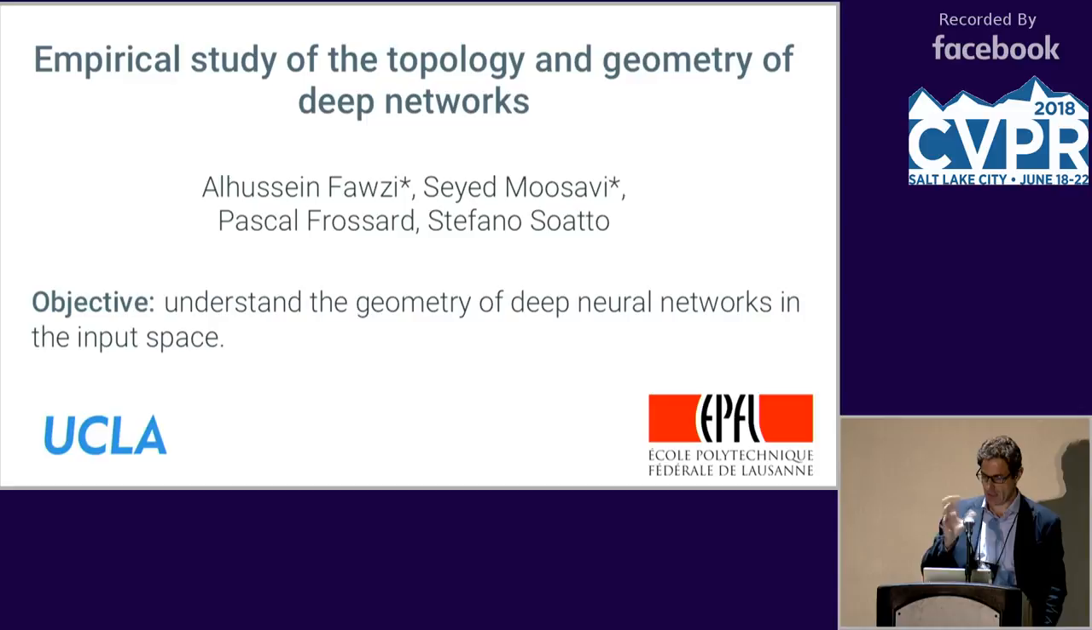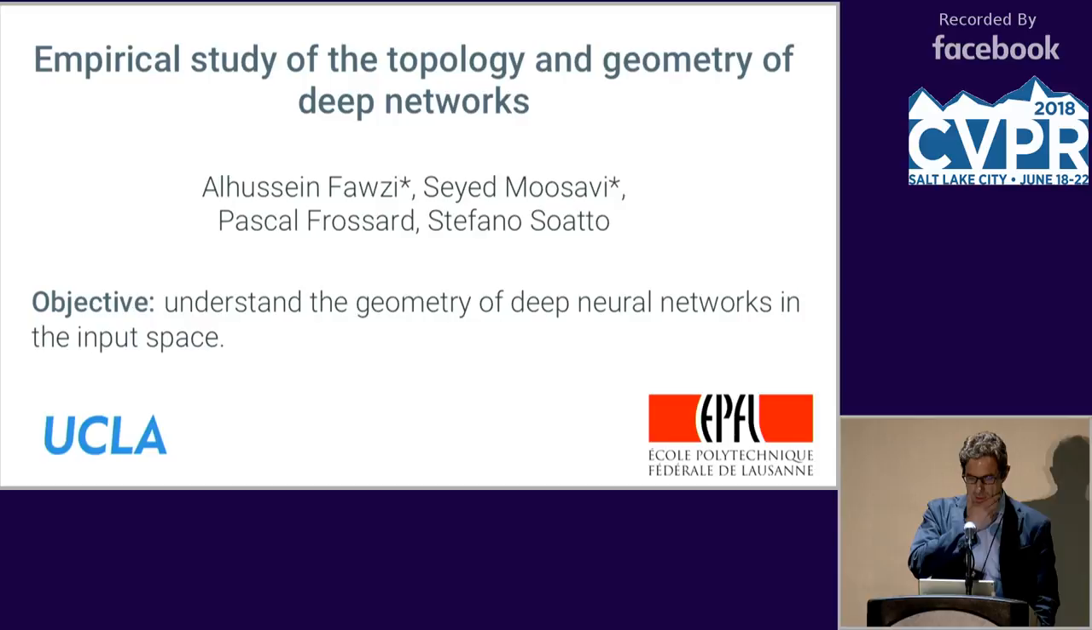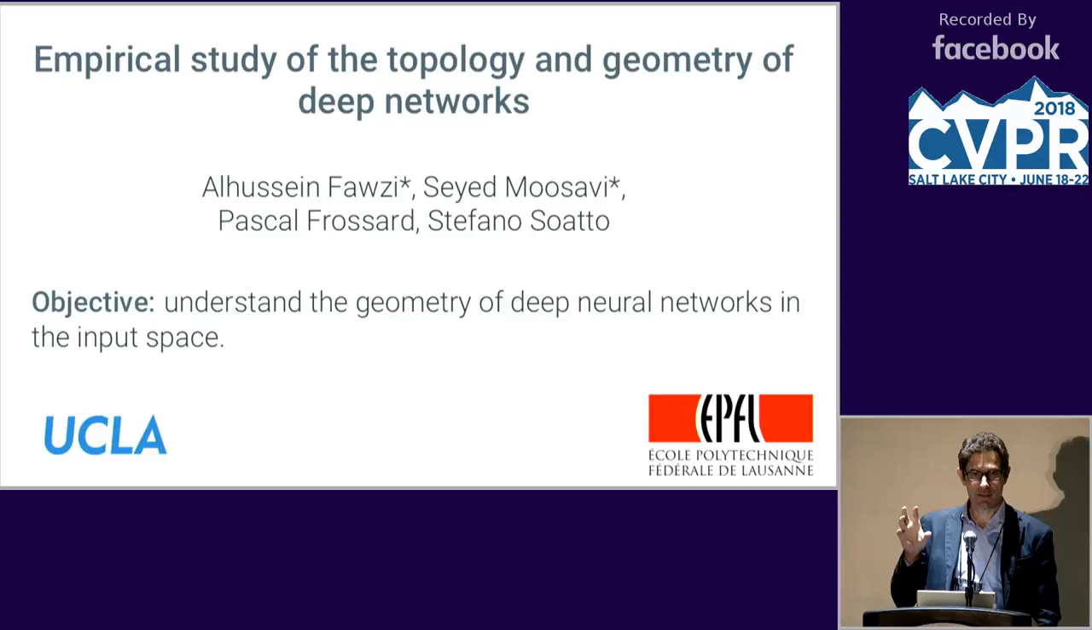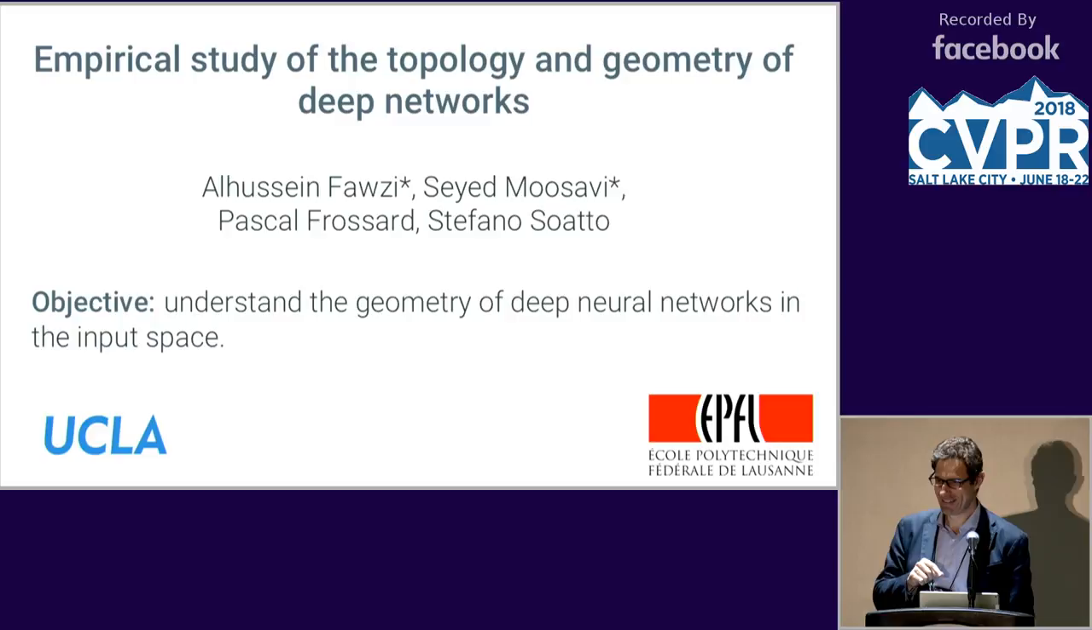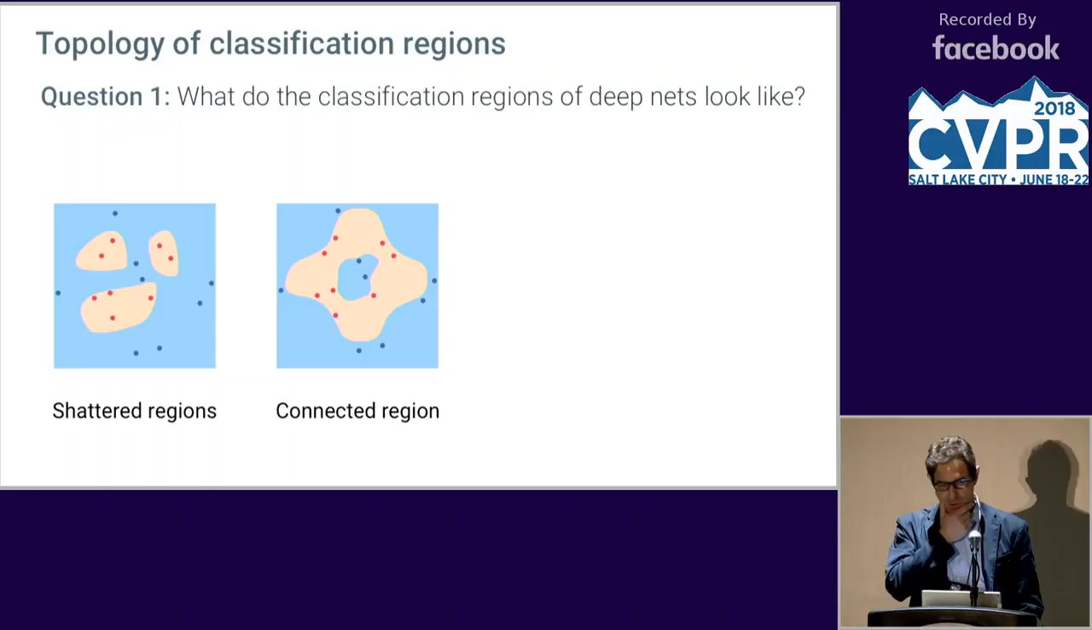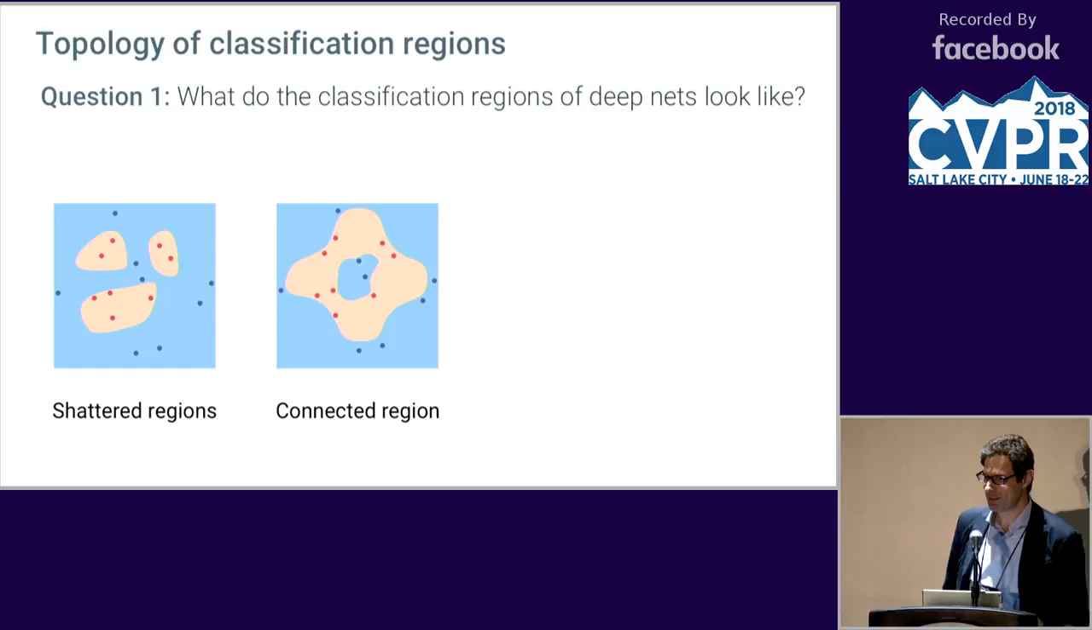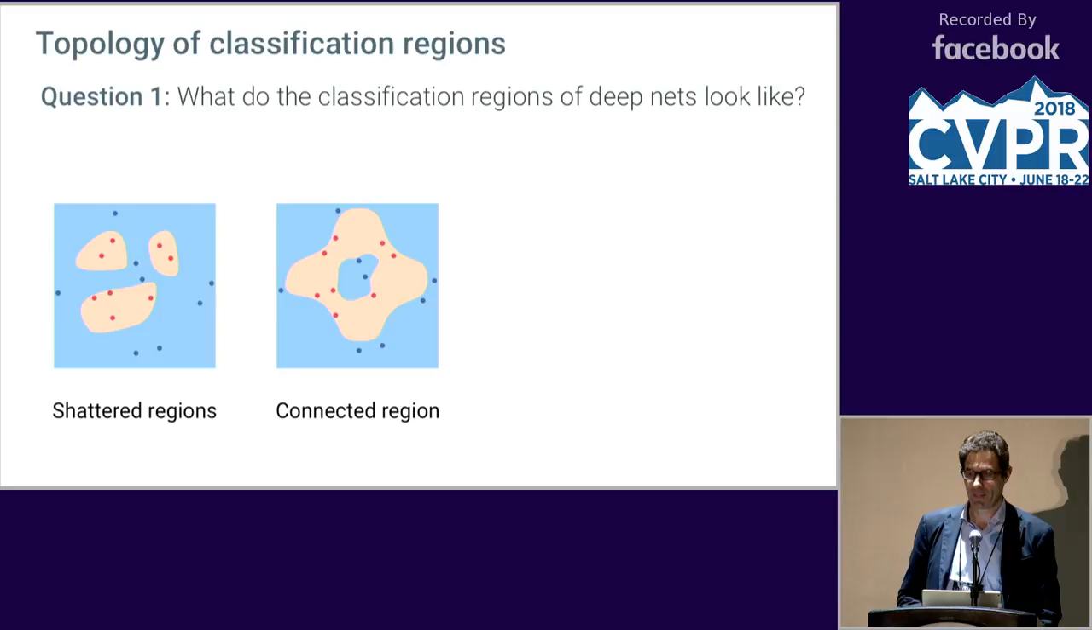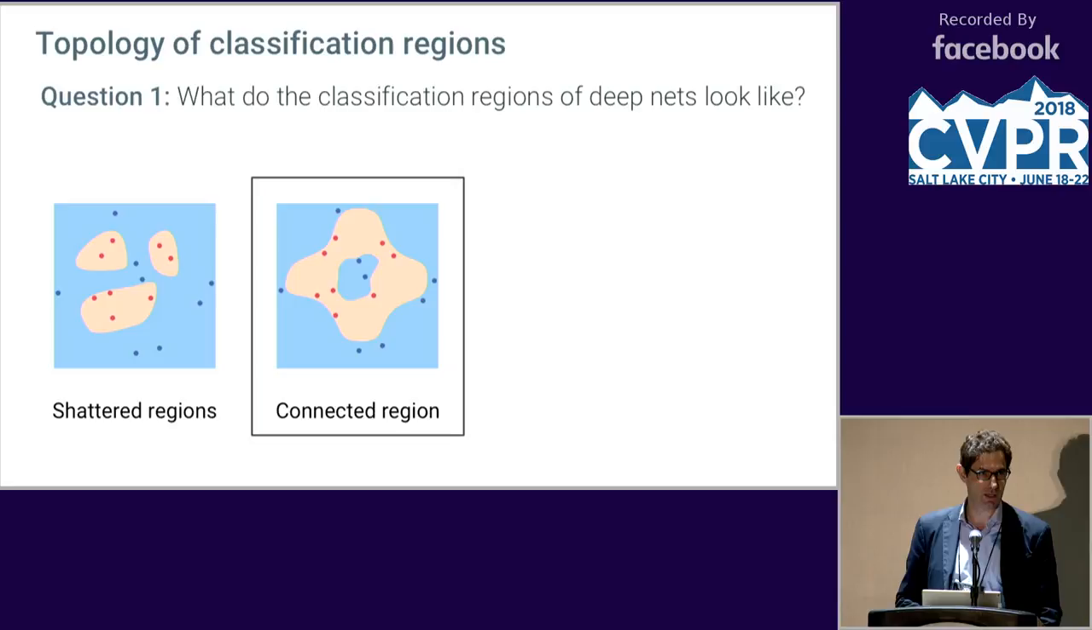So, first of all, what is the topology of the classification regions? Are they shattered? Are they a bunch of little islands? Or are they connected regions? So we set up an experiment to test this hypothesis. You have to use your imagination in case the image doesn't show. And it turns out that, perhaps surprisingly, the regions induced by deep networks are actually connected. That means that for every pair of images that belongs to the same class, you can find a continuous path that stays within the class. And that path includes random images, adversarially perturbed images, as well as natural images.